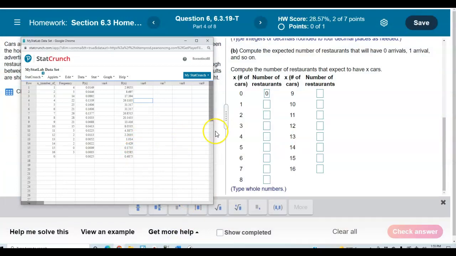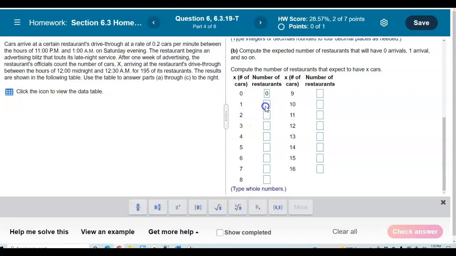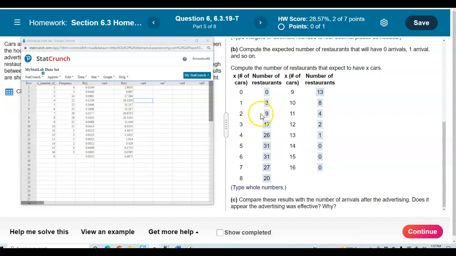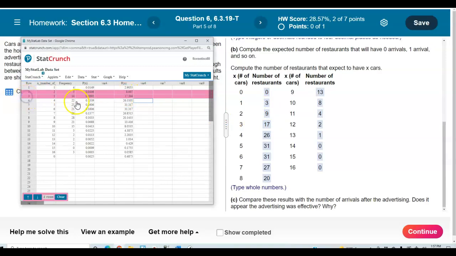And then the amount for 1 is 2.9, which is 3. Okay, and so putting in the rest, we can see that for the number of cars of 2, we get 9. For 3, it's 17. For 4, it's 26. For 5, it's 31. For 6, it's 31. For 7, it's 27, rounding it up to 27. 8 is 20.